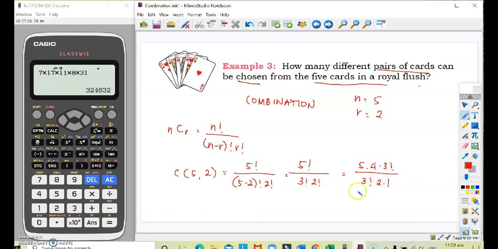I'm going to expand that. Okay, we can cancel 3 factorial. That means that's 1. We can cancel 2 and 4. That's 2 and 1. And we're left with 5 times 2, which is equal to how much? Exactly. There are 10 ways that we can choose pairs of cards out of the 5 cards in a royal flush.